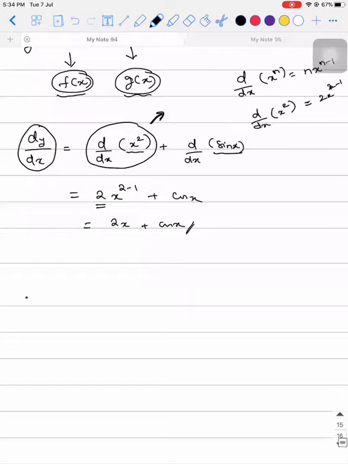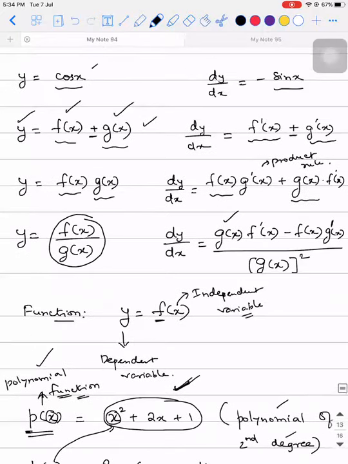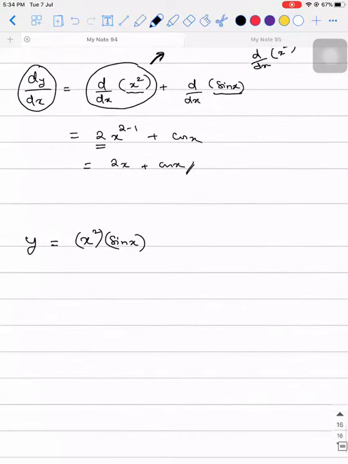Now see, I'm taking y is equal to x square into sin x. So this is in which form? What rule should I apply? A product rule? And remember, the name of this rule is quotient rule. So the derivative of f of x into g of x is called the product rule. f of x by g of x is called the quotient rule. So what should I apply? Product rule.